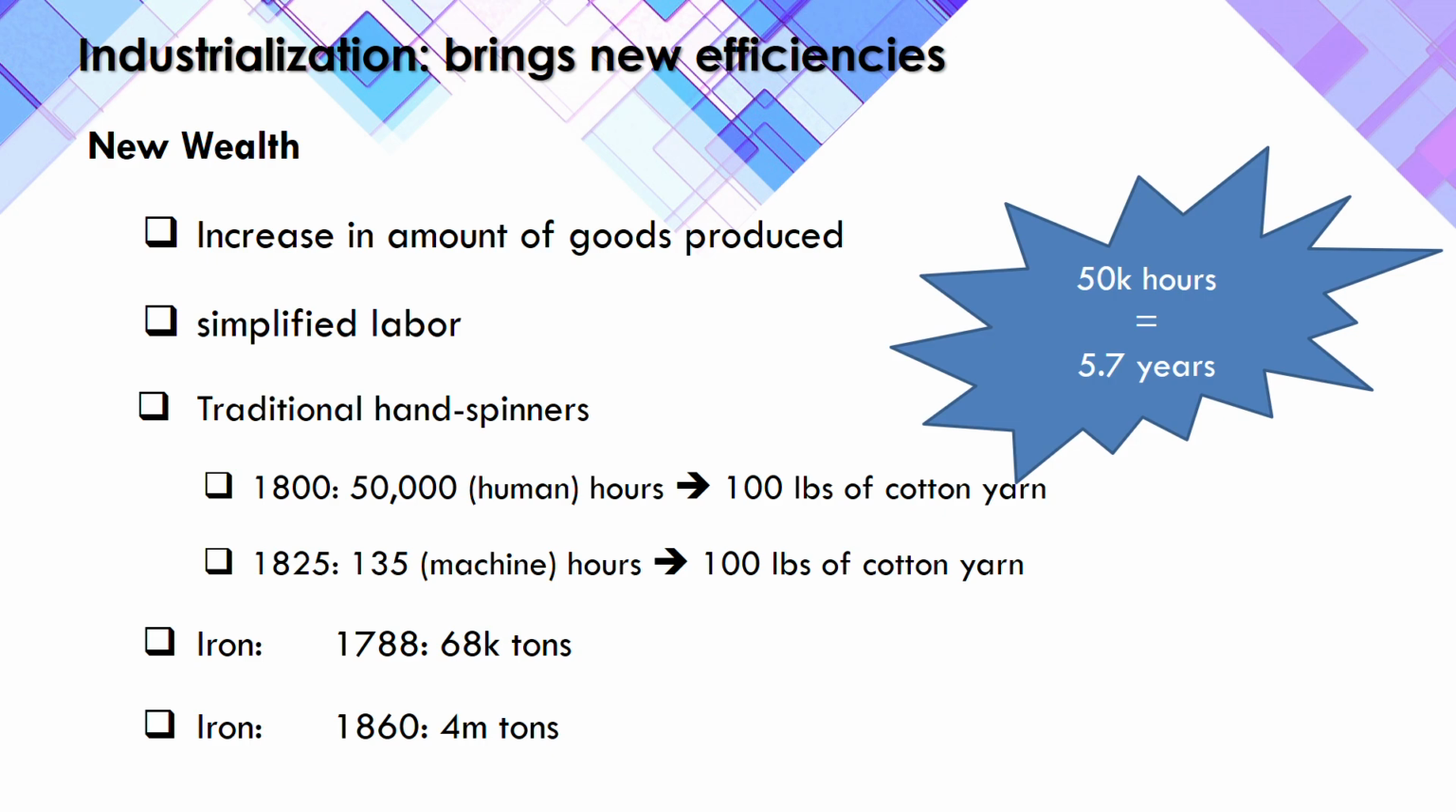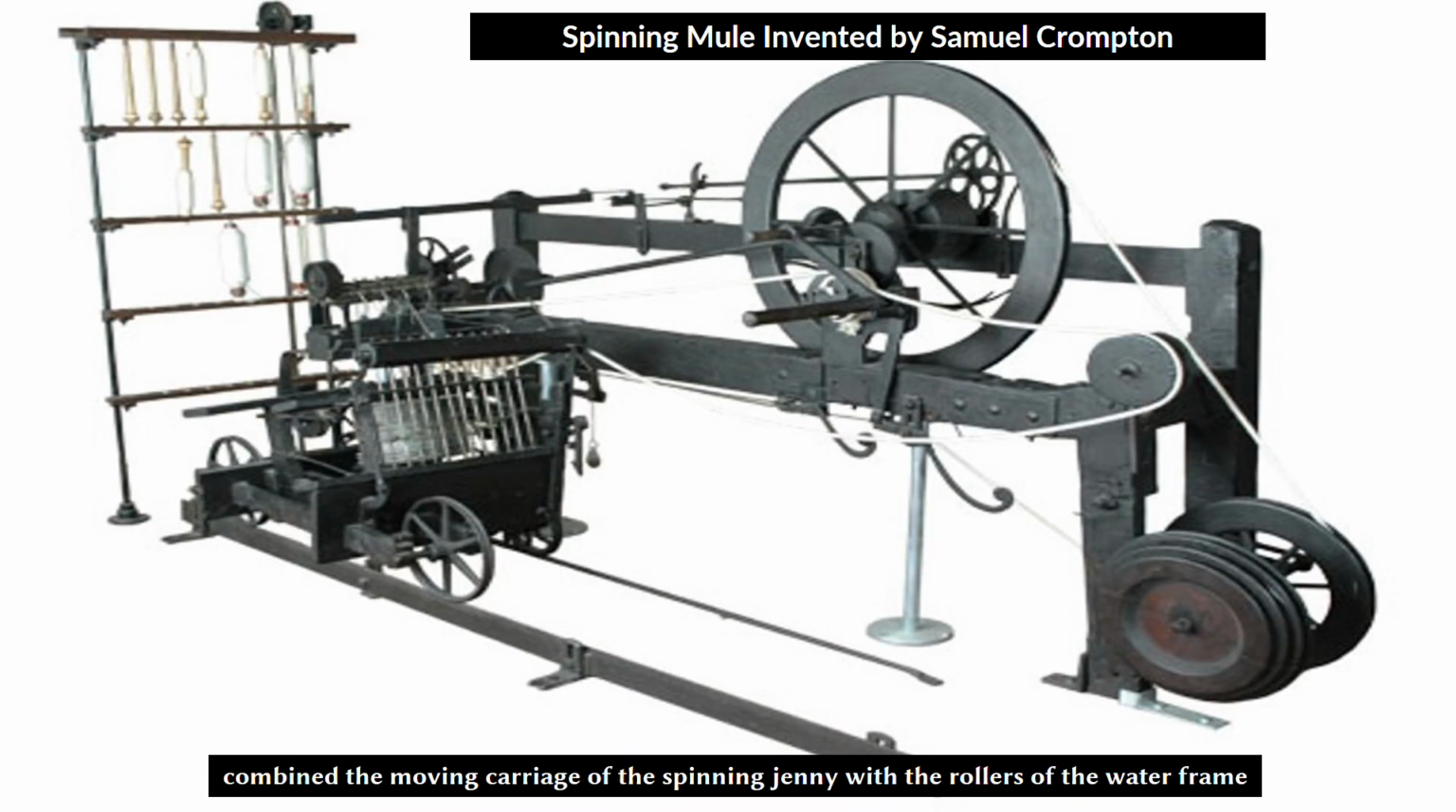So machines produce more goods, which produced the need for markets. They also simplified labor, and as we were mentioning, in 1800 it took 50,000 human hours, so 5.7 years or probably more, to make 100 pounds of cotton yarn, but the machine actually took 135 hours. A week has 168 hours. So the machine is actually doing what the human does in 7 to 10 years in 1 week. I think everyone would agree that that is probably a good thing.